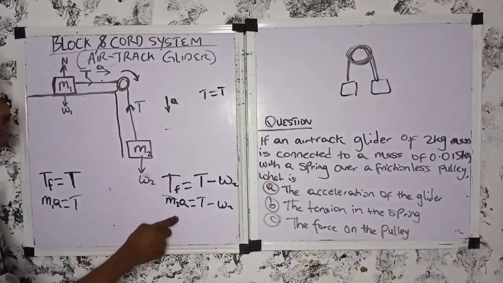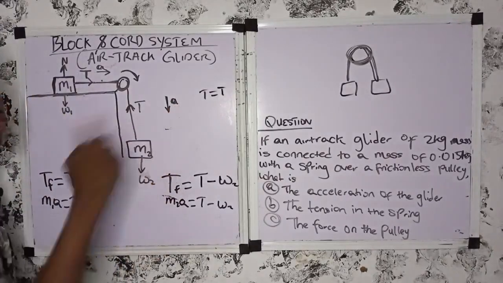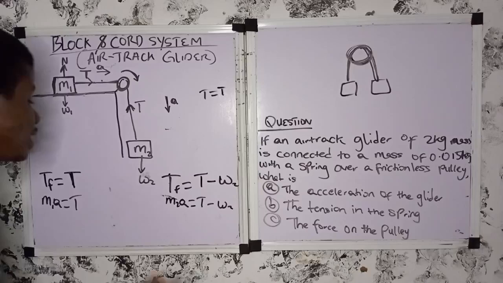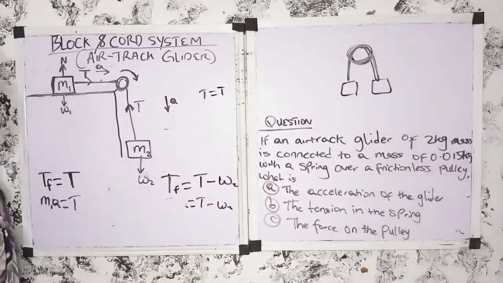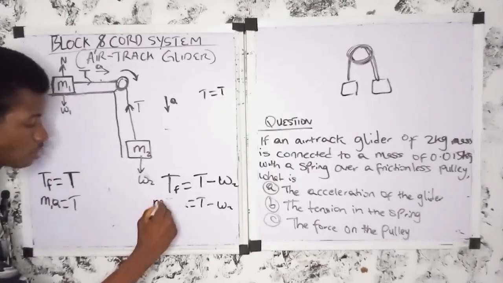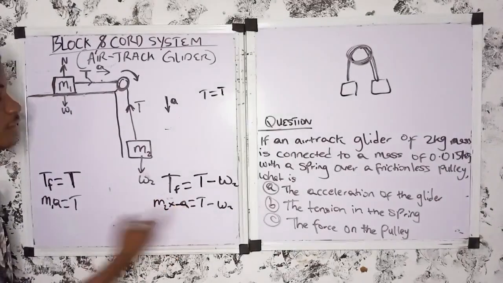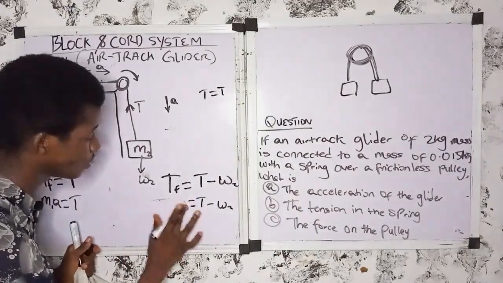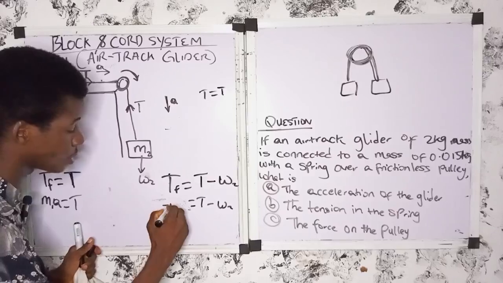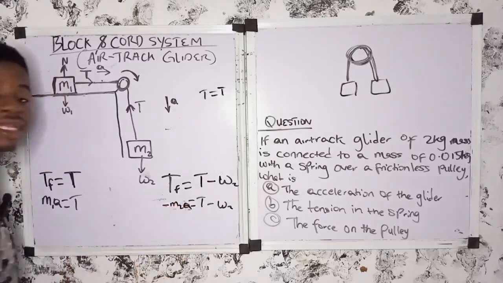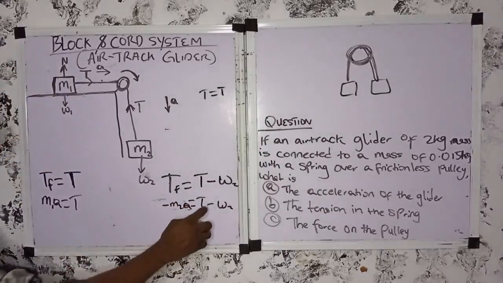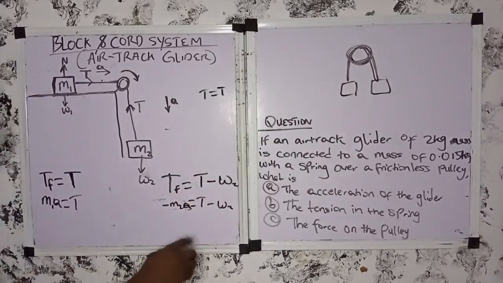Therefore the acceleration is negative, because it is going down, right? So now it will be M2 times minus A, right? If you multiply everything, you have minus M2A, right? Yes.